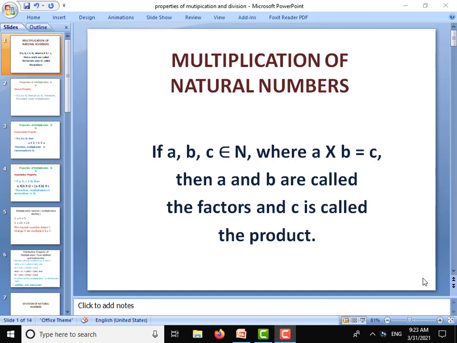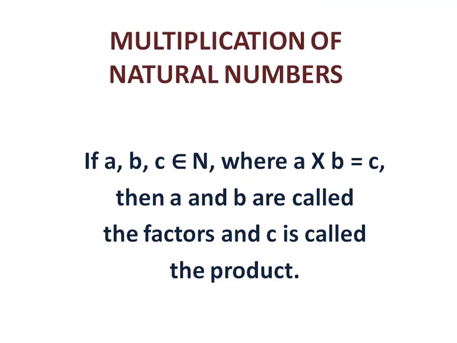Hello my dear pupils, we'll talk now about multiplication of natural numbers. If we have a, b and c belonging to N, where a times b equals c, then a and b are called the factors and c is called the product. Again, a and b are called the factors and c is called the product.